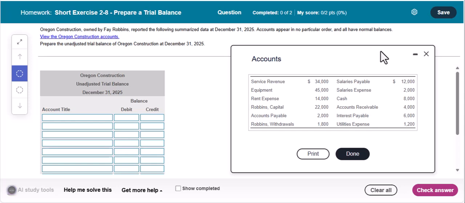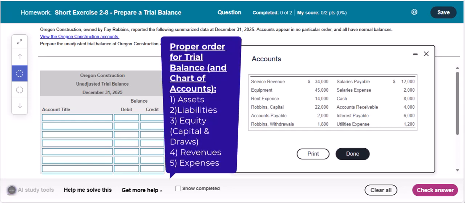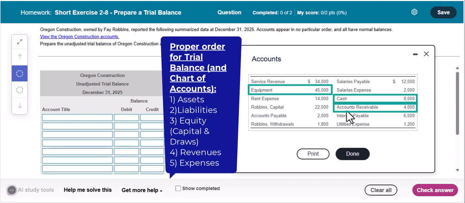Now, to be honest with you, my accounting lab is not going to enforce that you put this in proper order, but let's try to do this in the proper order. And that proper order is we put assets first, so let's see how many assets we have. We have equipment here first, and then next going down our list, I see cash. And then lastly, it appears we have accounts receivable.